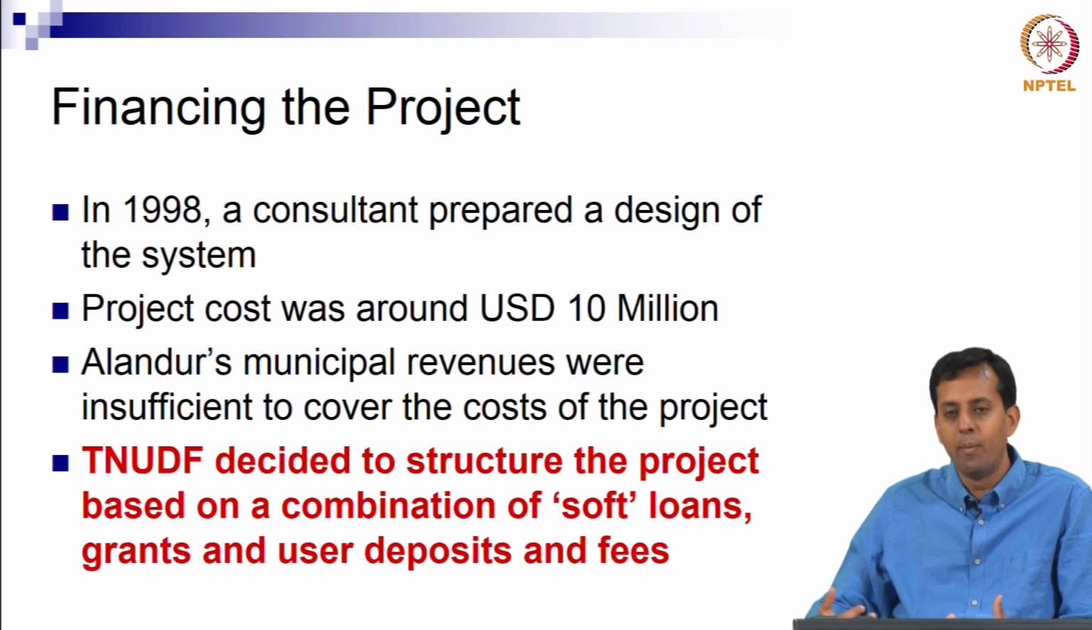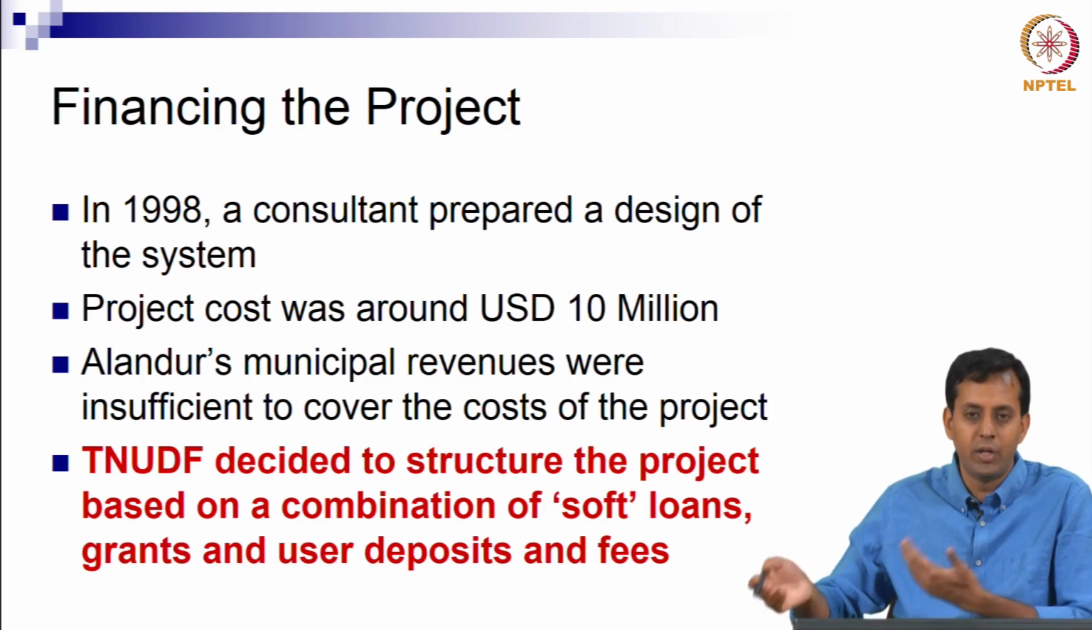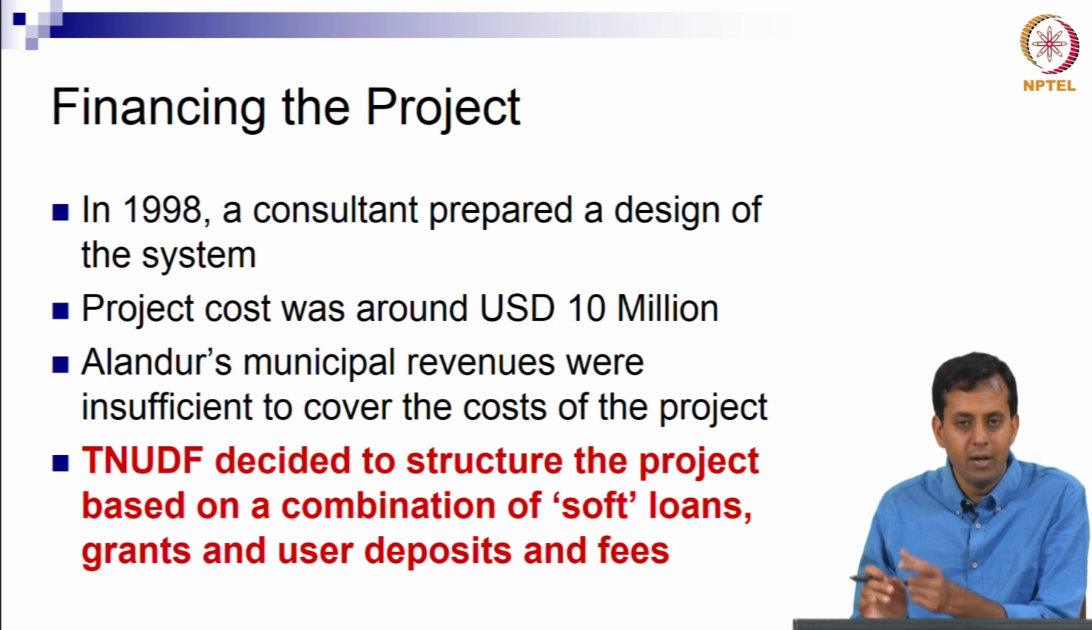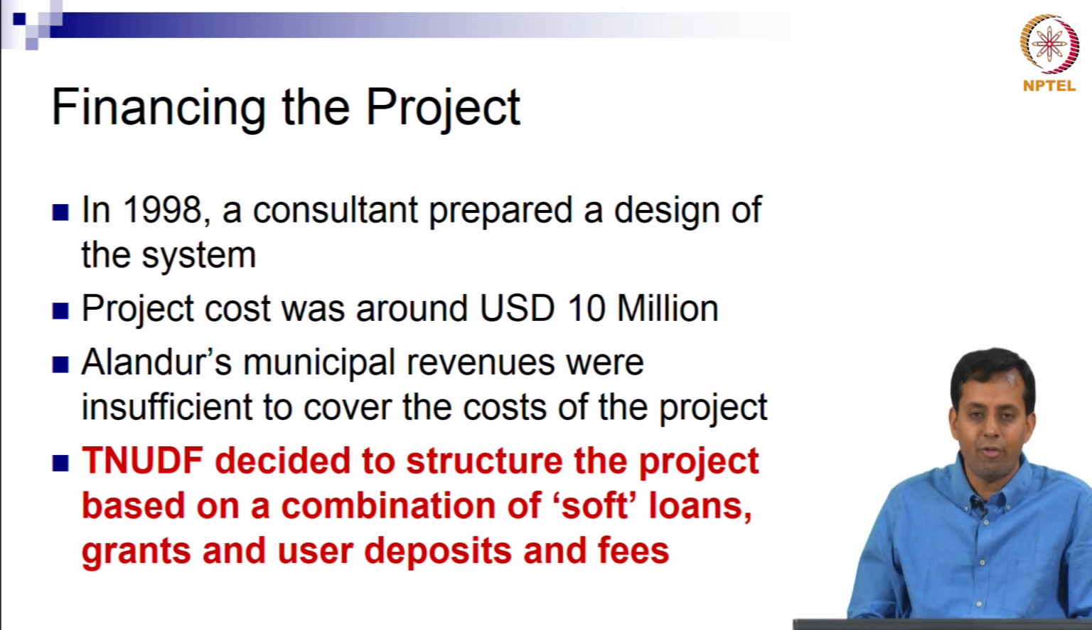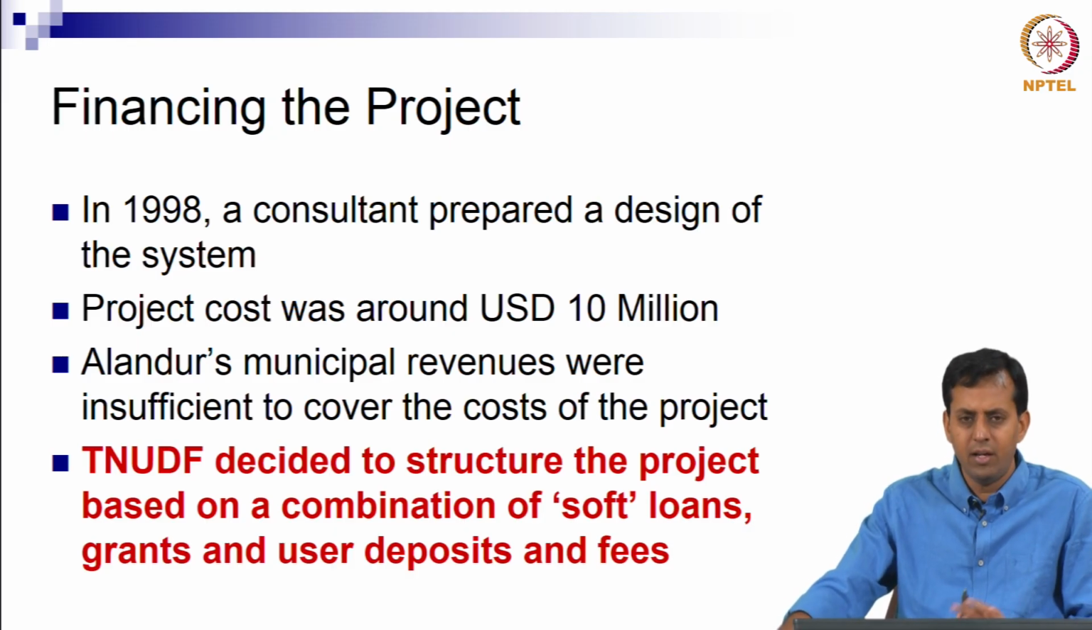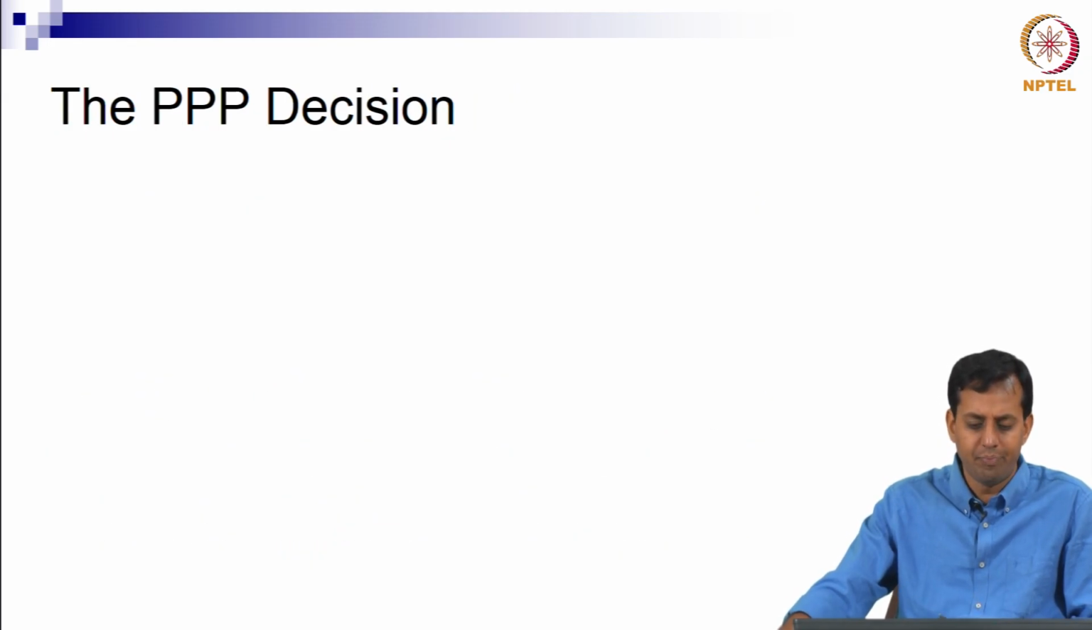So rather than going and borrowing all 10 million and then being stuck with debt repayment, can we borrow a little bit, can we get some grants, and can we also get members of that community to pay for that project? So, relatively good, sound idea as far as I can tell, okay.